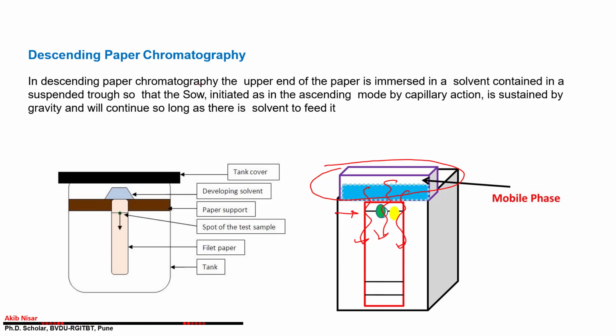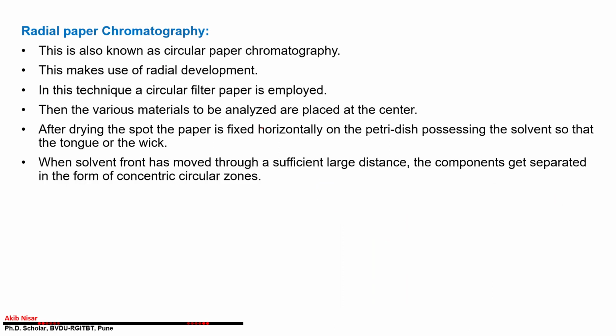In descending paper chromatography, the upper end of the paper is immersed in a solvent contained in a suspended trough, so that the flow initiated, as in the ascending mode, by capillary action is sustained by gravity and will continue so long as there is solvent to feed it. Fine. So this is not a different technique, basically just ascending and descending. The difference is how you allow the mobile phase to go through the stationary phase.